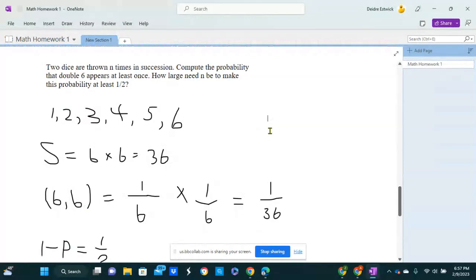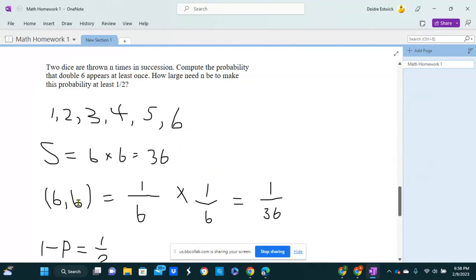I'm doing number 42. It says 2 dice are thrown n times in succession. Compute the probability that double 6 appears at least once. How large need n be to make this probability at least 1/2? Good question. There are 6 outcomes in one dice throw, and since it's 2 dice, the sample space would be 6 multiplied by 6, which is 36 outcomes from 2 dice.